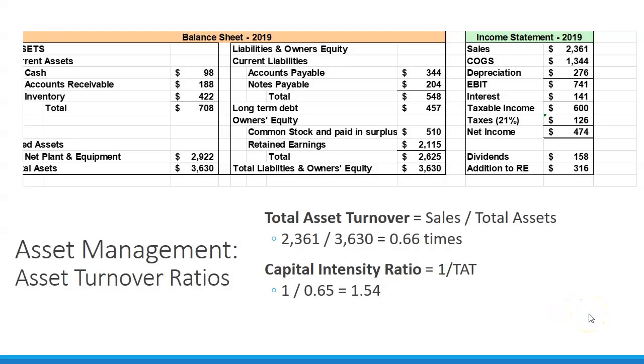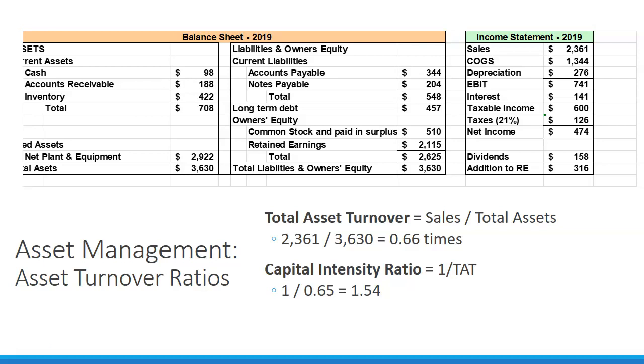Next, we look at the asset turnover ratios. So the asset turnover ratio tells us how well we are using our assets to generate sales. We take sales divided by total assets. And what we see here is that for every dollar in assets, we are able to generate 66 cents in sales revenues.